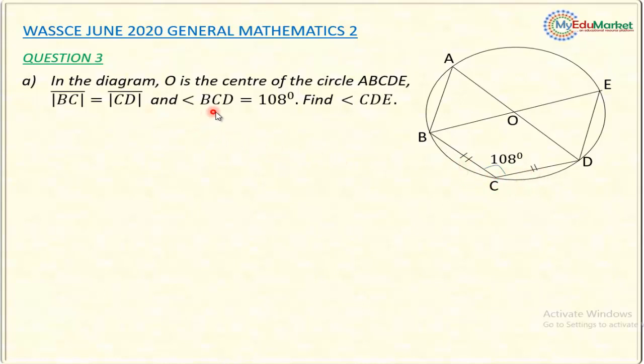And angle BCD is 108, also indicated in the drawing. The question asked is to find the size of the angle CDE. CDE is this angle that the question asks us to find the size of. This is what we are interested in. Finally, we are to find the size of this angle CDE.